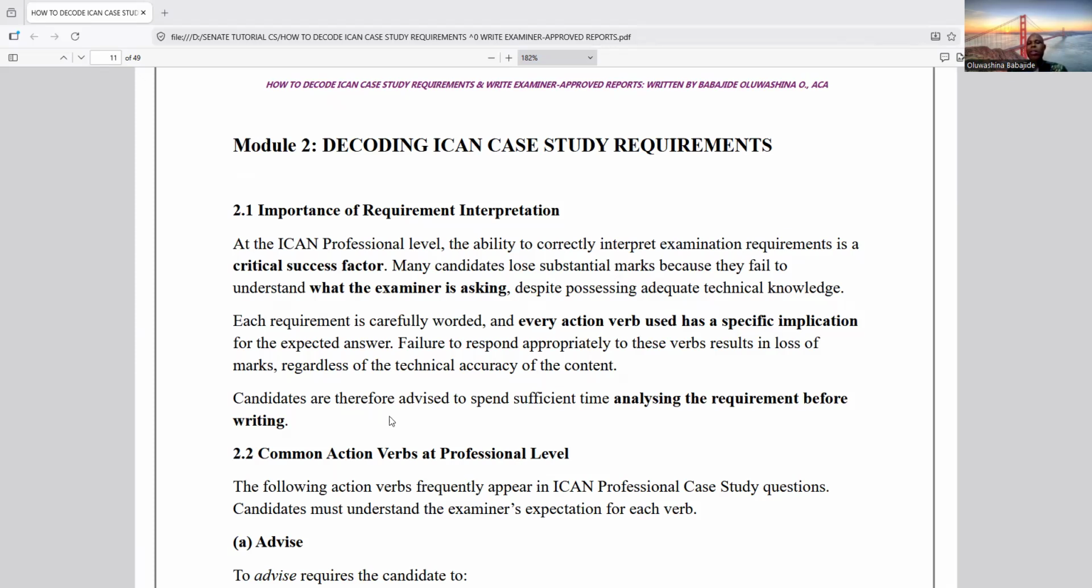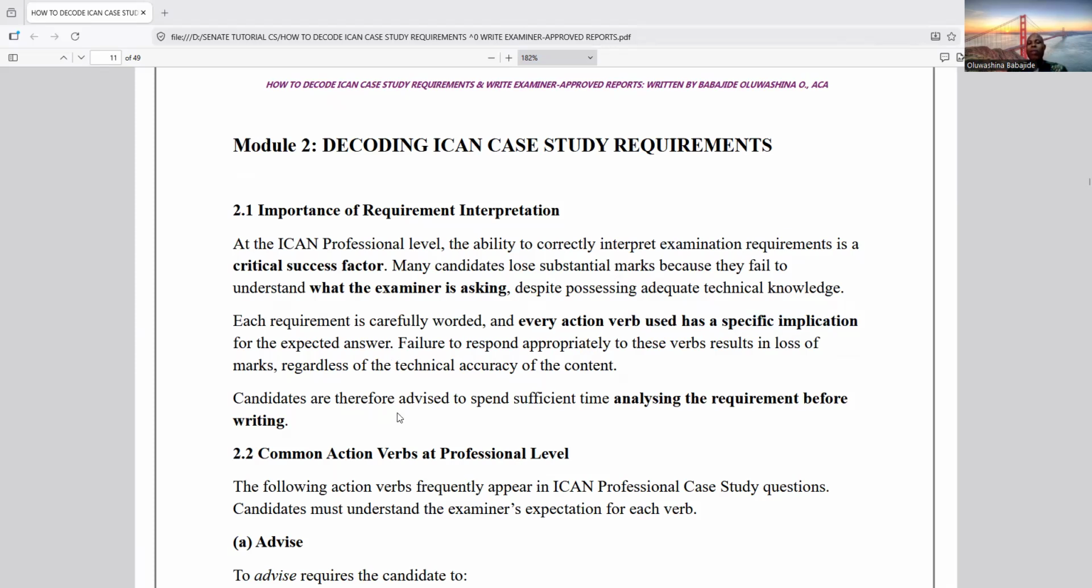Despite possessing adequate technical knowledge, each requirement is carefully worded, and every action verb used has a specific implication for the expected answer. Failure to respond appropriately to this verb results in loss of mark. If you cannot address it very well, result to what? Loss of mark, regardless of the technical knowledge or technical accuracy of the content. So no matter what you write, you will still lose one.